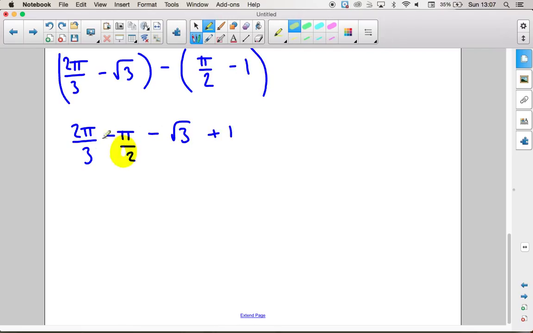And these two terms we can group together. 2/3 take away half is a 6th. So we've got pi over 6, take away root 3 plus 1.